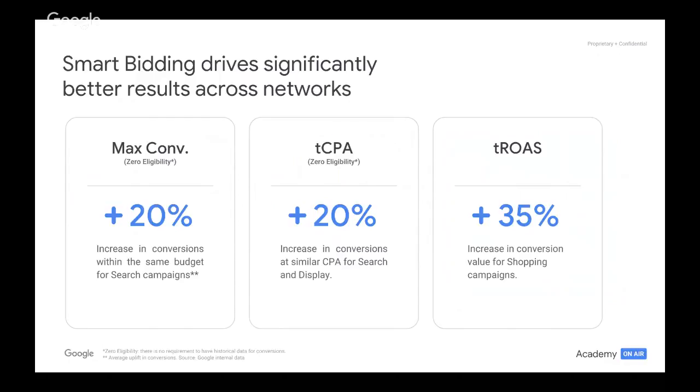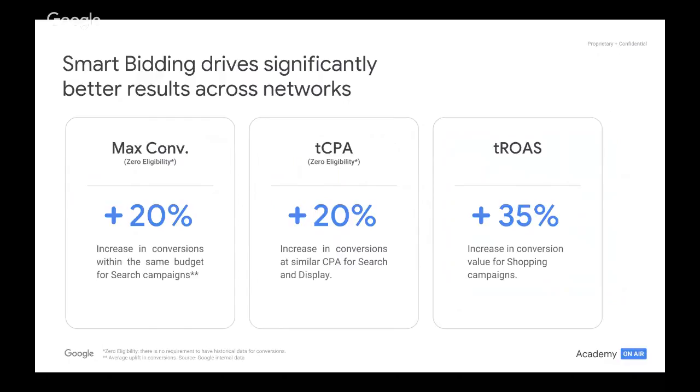And then if we look at Target ROAS on the right-hand side, which for us and the people that we work with is the holy grail and the one that we want to go for, because it goes that level deeper, not just looking at conversion action, but what is the value of the conversion. So Target ROAS, you can expect on shopping campaigns a 35% uplift in conversions, which is fantastic.